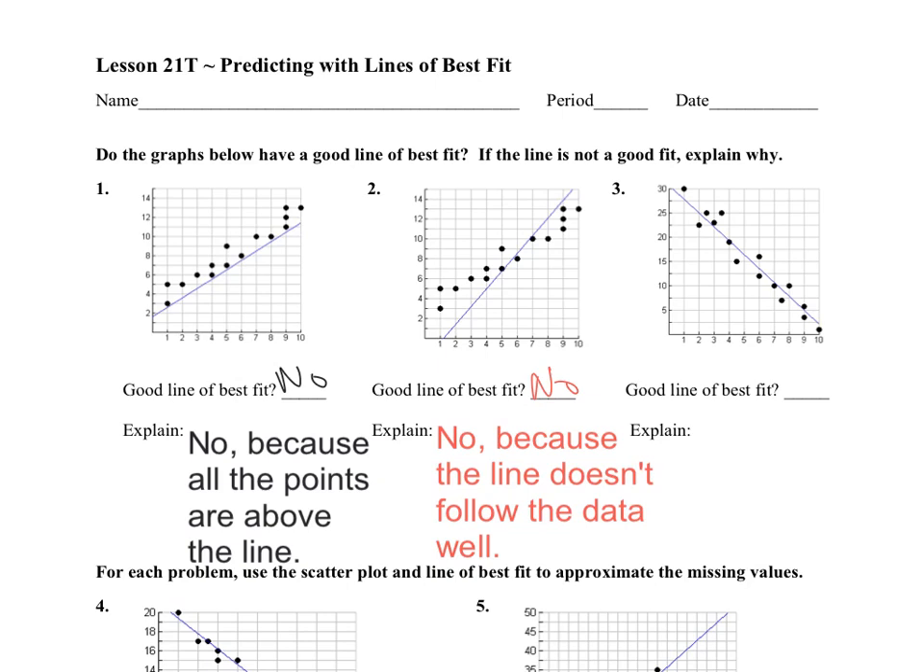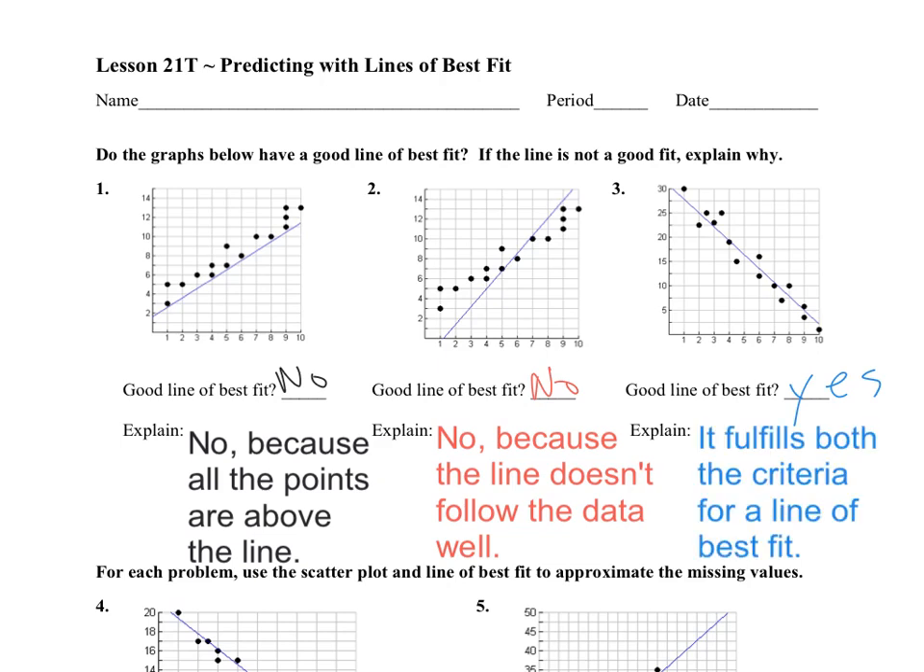Okay, for number 3, is that a line of best fit? Yes. Why? It's a line of best fit because it fulfills both criteria. One, it follows the direction of the linear pattern, and two, half of the points are above and half the points are below. So in this case, it is because of those two reasons. It follows the criteria. And there you have it for number 3. It fulfills both the criteria for a line of best fit.